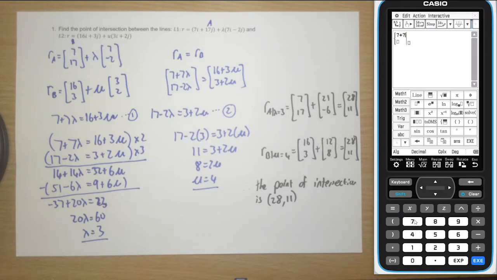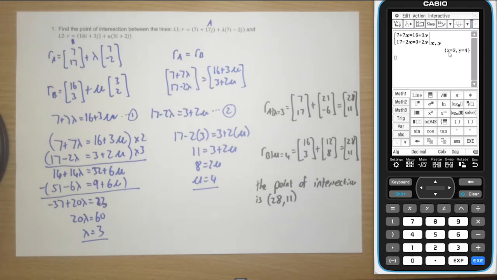So 7 plus 7x equals 16 plus 3y. Again, x is my lambda, y is my mu. And then 17 take away 2x is going to equal 3 plus 2y. And we're solving for x and y. And if I've done everything correct, what I should get is my lambda value is going to be 3, and my y value is going to be 4. Yeah, x is 3, y is 4.